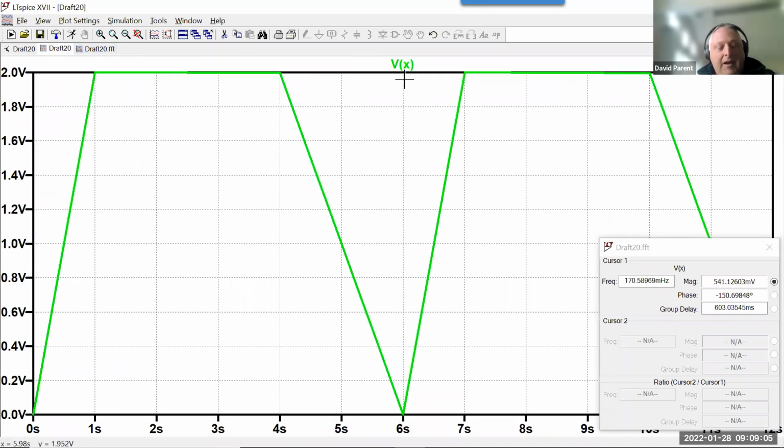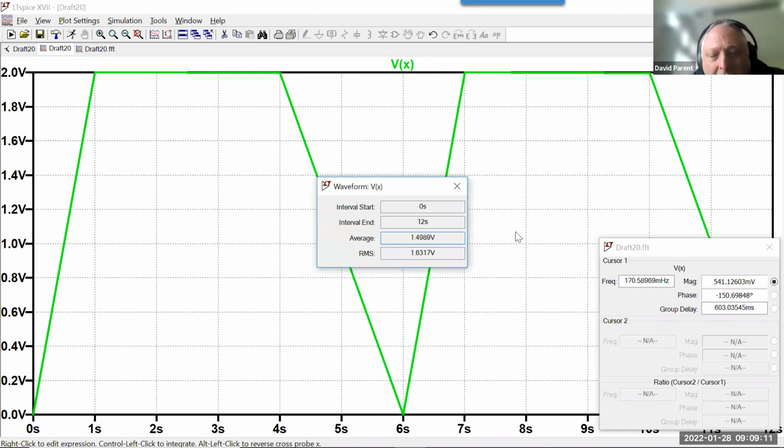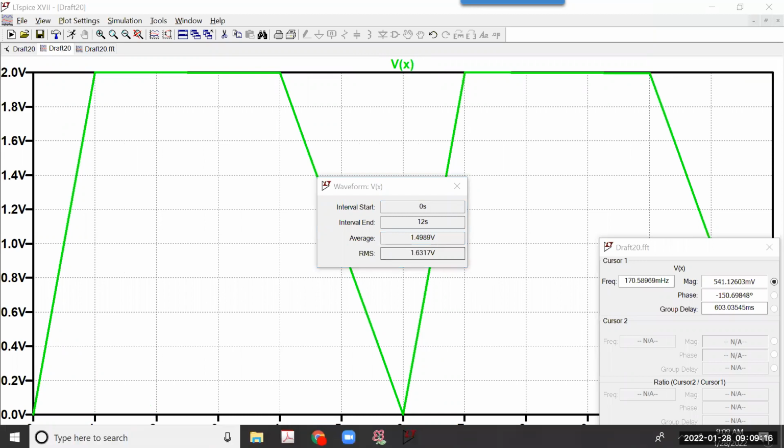Now, if I control left click here on top of the VX, I should get RMS of 1.631. So I'm just going to write that down.